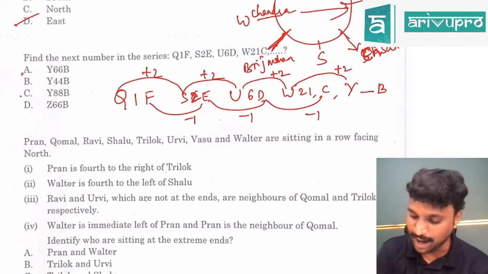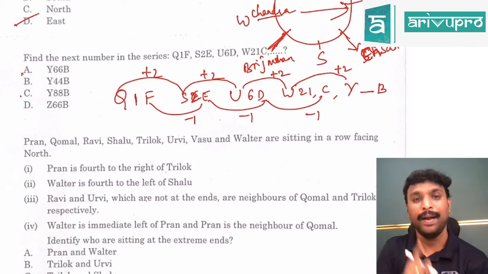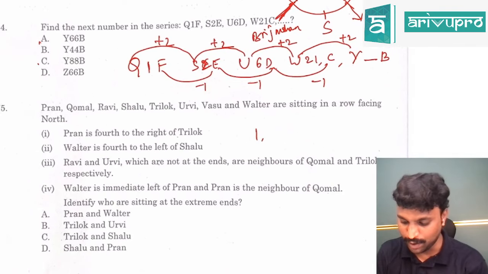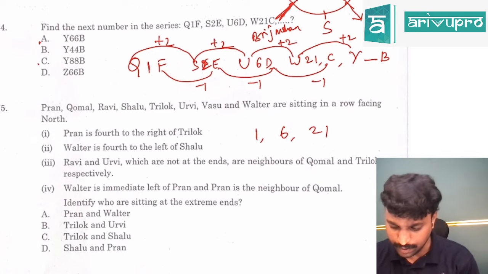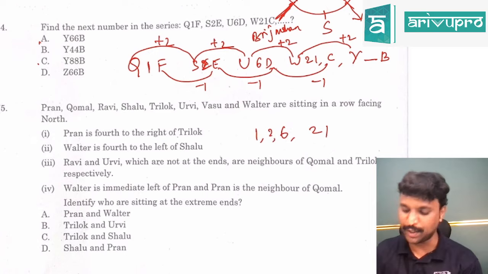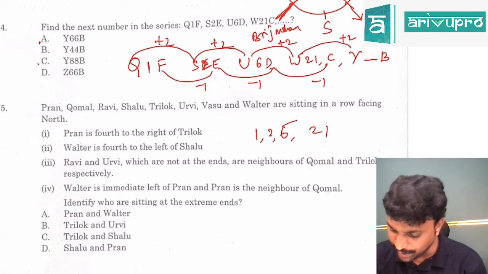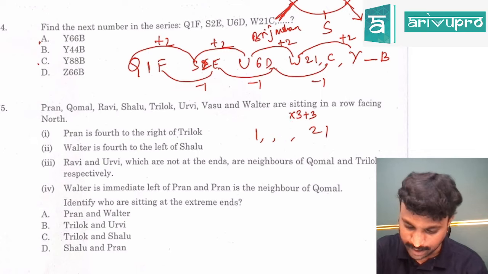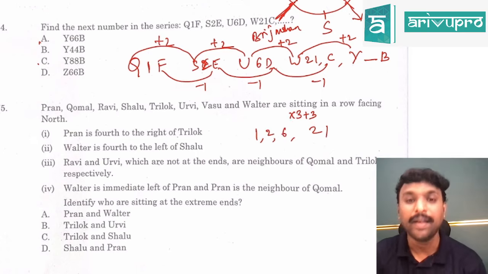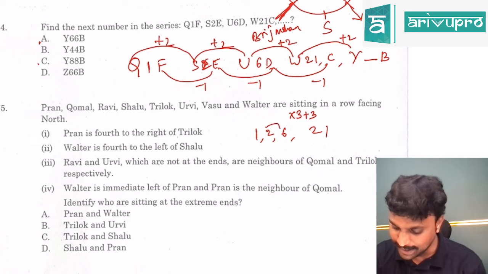Now we have to check what is the pattern between the digits 1, 6 and 21. Have a look. 1, 2, 6, 21. Guys, if you see 6 to 21, it is into 3 plus 3. Correct? 2 to 6, you may think what? It is into 3, but there is something to be added. So into 2 plus 2.